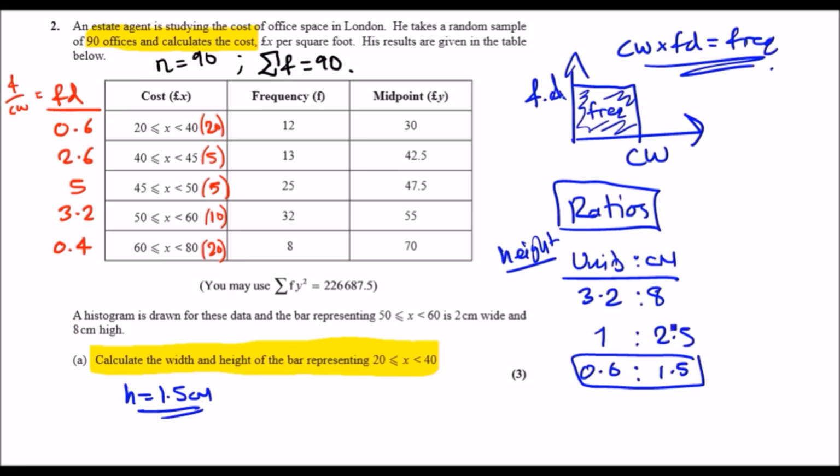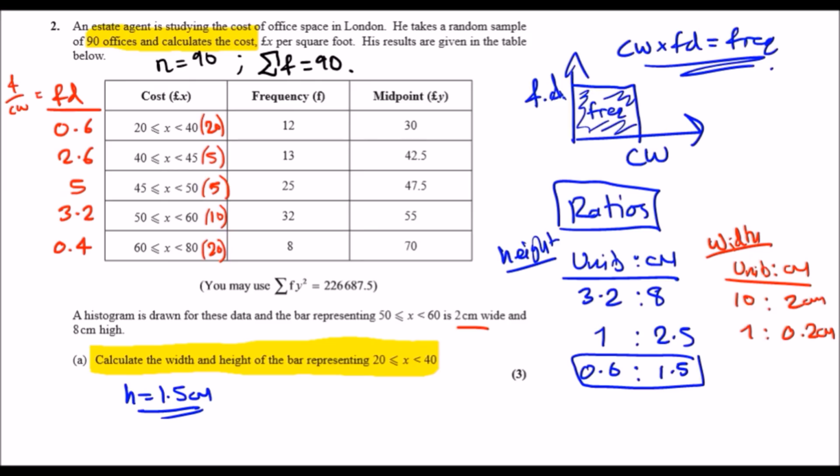As for the width now, let me change to red. We do the same thing for width. So we've got units to centimeters. So according to the 50 to 60, for every, where's the width? Okay, the width is the class width here. So for every width of 10, 10 units represent, according to the data, 2 centimeters. So it's quite easy. For 1 unit, this is going to be divided by 10, 0.2 centimeters.